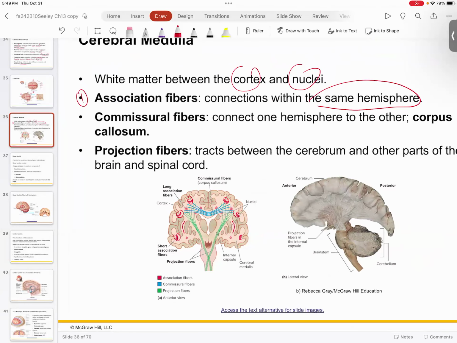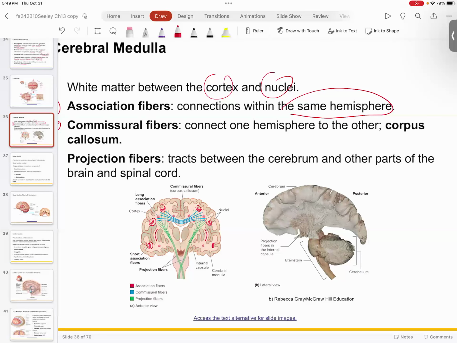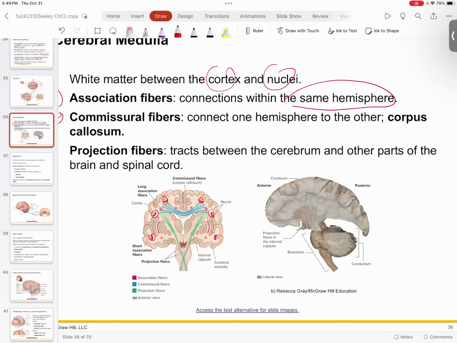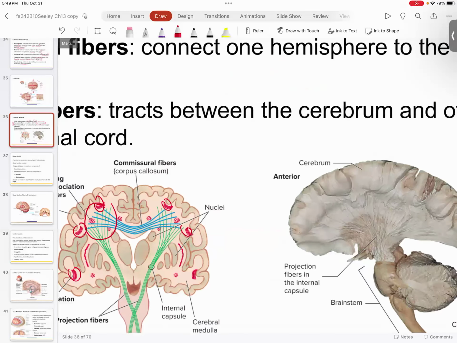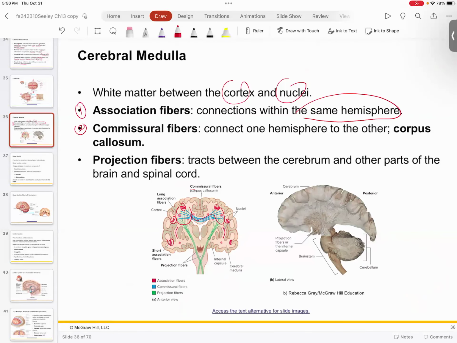Then you have commissural fibers. These are going to basically connect one hemisphere to the other. And this is typically what the corpus callosum is doing. It's basically gluing the two hemispheres together. And these commissural fibers are the blue ones. So you can see you're going from one hemisphere and connecting through the corpus callosum through what's called the commissure. A commissure is like a little passageway that you can move fibers through, and it connects to the other hemisphere. This is so you can coordinate your two hemispheres and what they're doing.